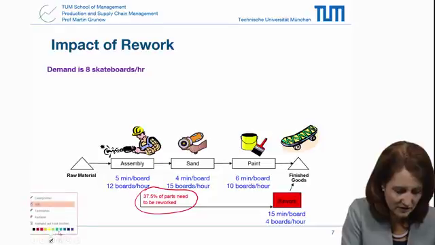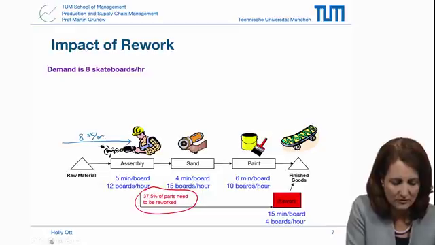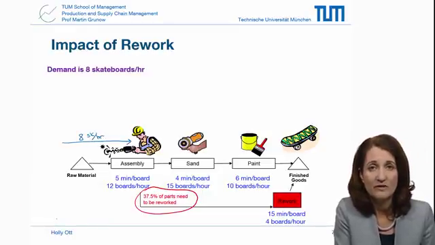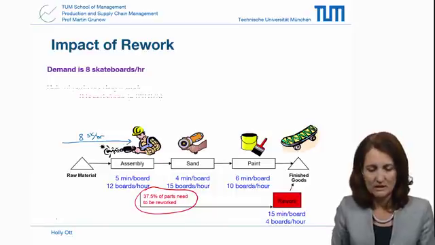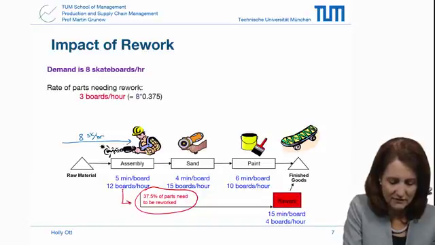I'm going to draw this in different colors. So we have a demand coming in here of 8 skateboards per hour. And 37.5% of the parts, those 8, need to be reworked. So this gives us then a flow through the rework of 3 skateboards per hour.